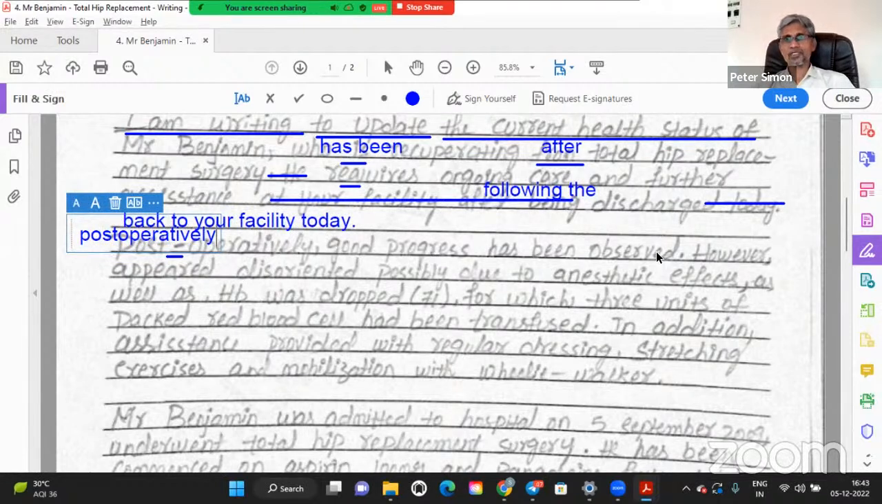Good progress has been observed. However, who appeared disoriented? There is no meaning in this. Disorientation has been noticed. You can say like that. Post-operative disorientation possibly due to, you can say. However, disorientation possibly due to anesthetic effects has been noticed.